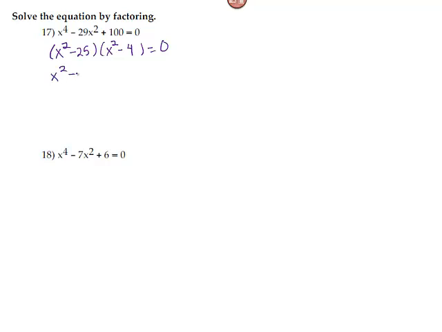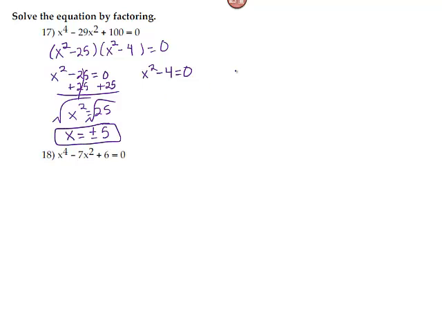And then we split this up, setting them each equal to 0 so that we can finish solving. So on the first one, add 25, get x squared equals 25, square root both sides, get x equals plus or minus 5. That's our first set of answers. And then do the other one. X squared equals 4, square root. So x equals plus or minus 2. Now you try 18 and see how you do, and then unpause when you're done if you want to be challenged.